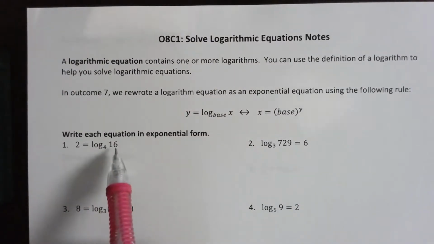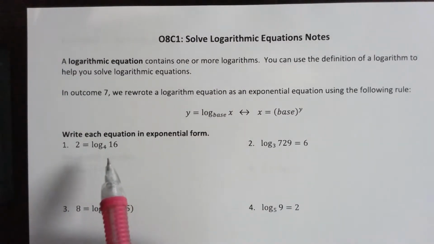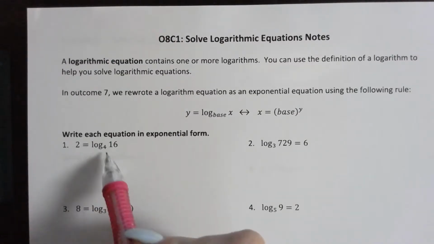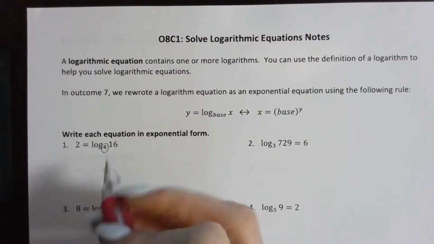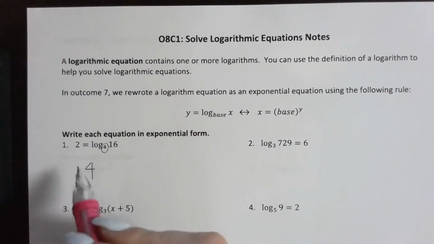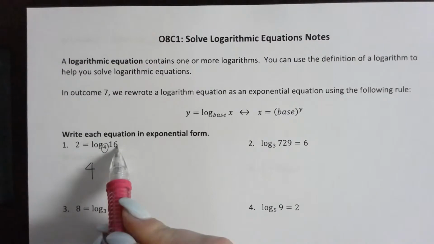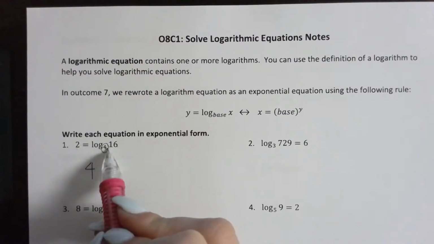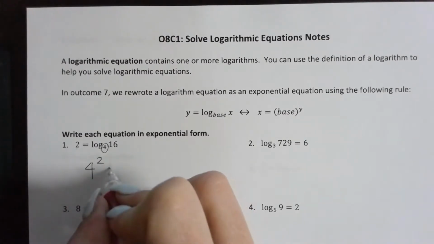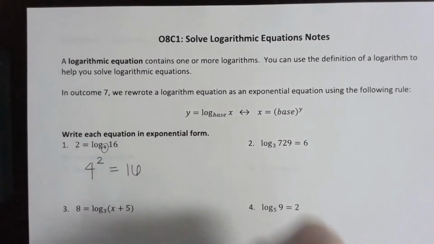In number 1 here, when I'm trying to get it into exponential form, the first thing I need to think about is which number is the base. In this case, 4 is the base, so that 4 will stay the base in exponential form. From here, the 2 and the 16 must switch spots. Since the 16 started next to the 4, I'll now put the 2 next to the 4, and the whole thing equals 16.